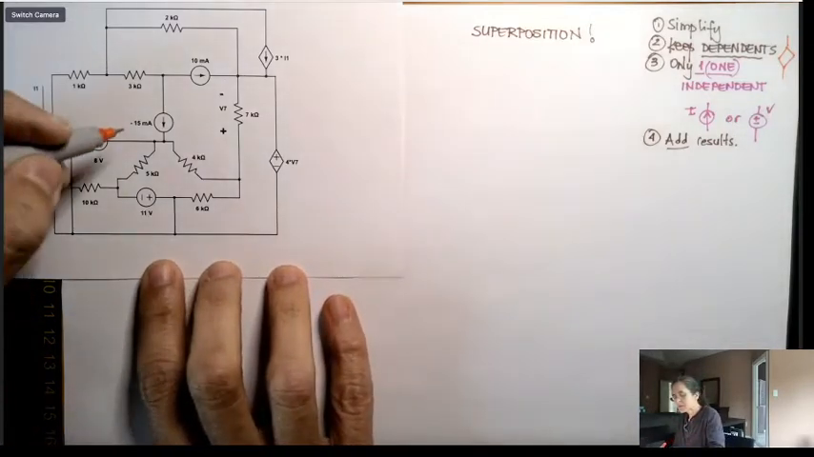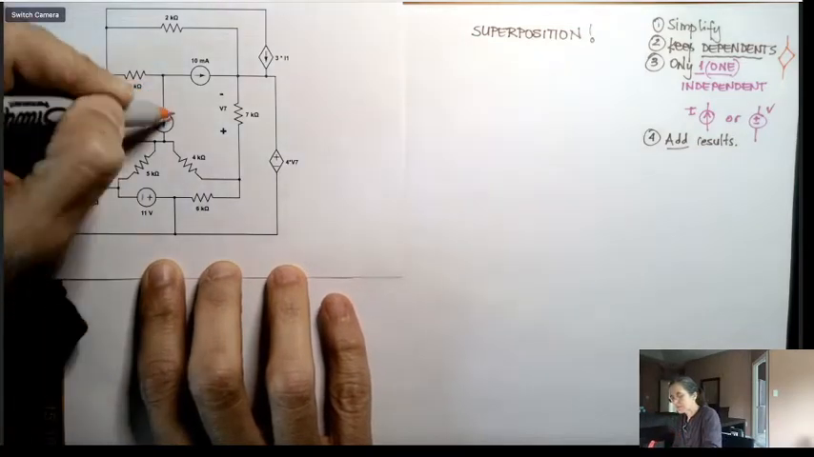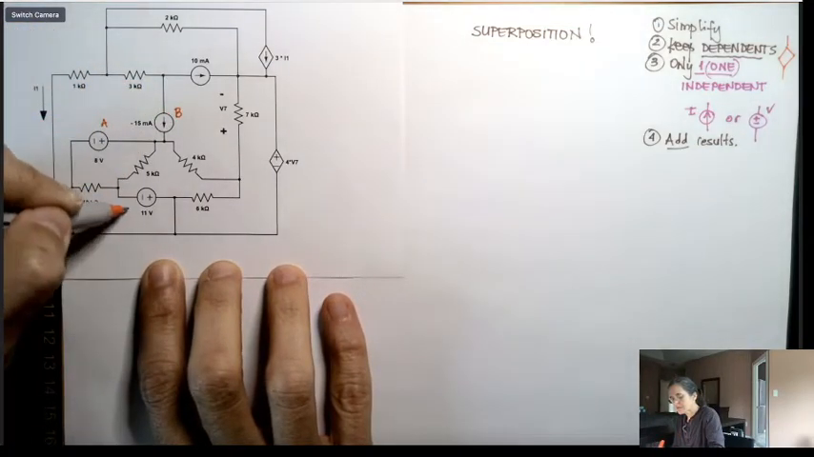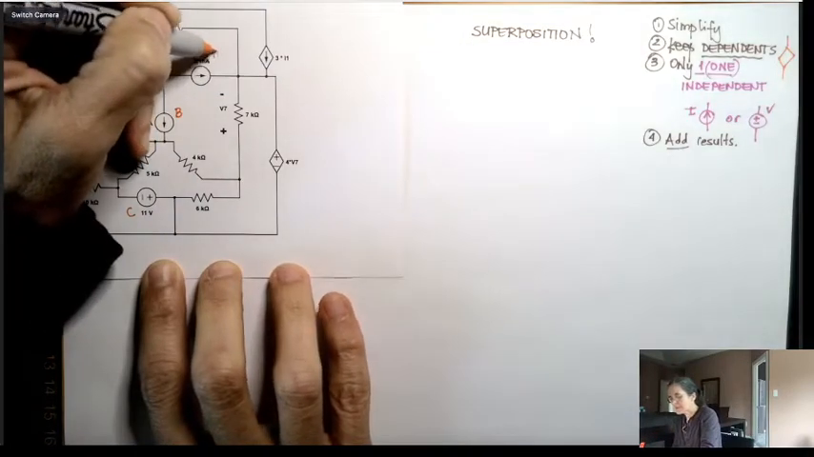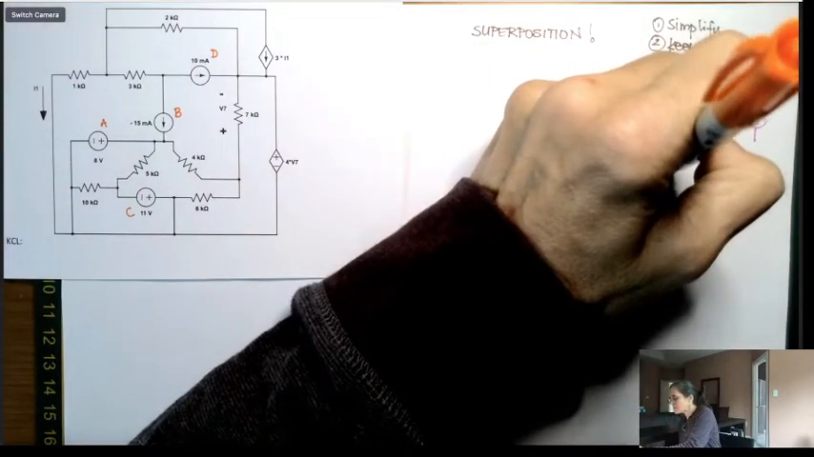I'm going to call this 8-volt power supply A, then this 15 milliamp B, 11 volt C, and 10 milliamps D. So I'm expecting to draw 4 circuits, and once I draw them, the solution is the usual way that we solve circuits, in nodal, mesh, source transformation, whatever you want, so long as it's right. So maybe I should write how to turn off power supplies.